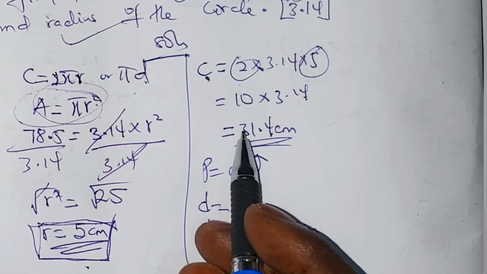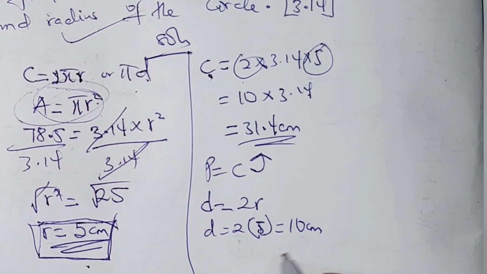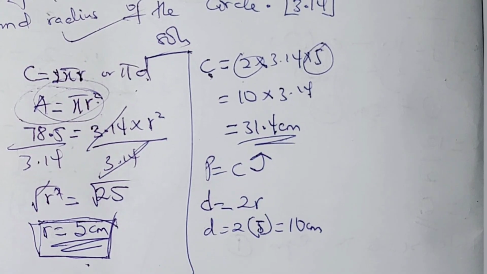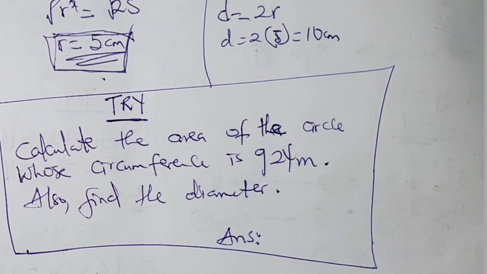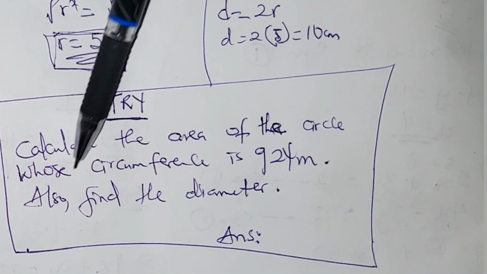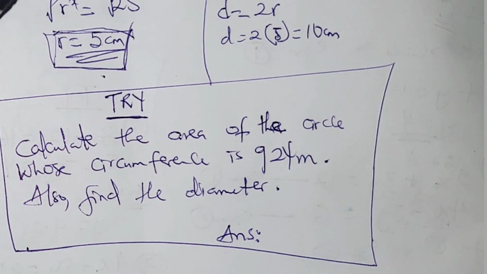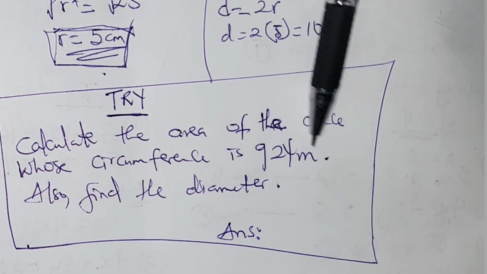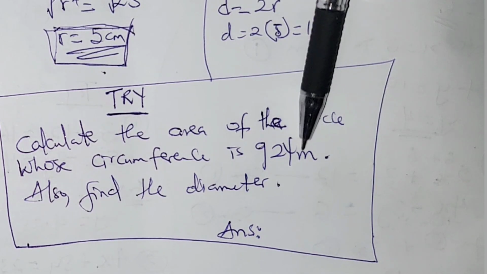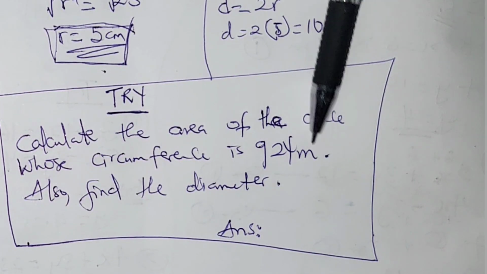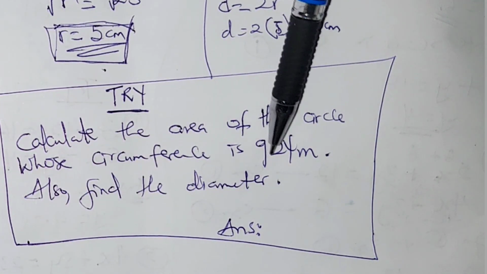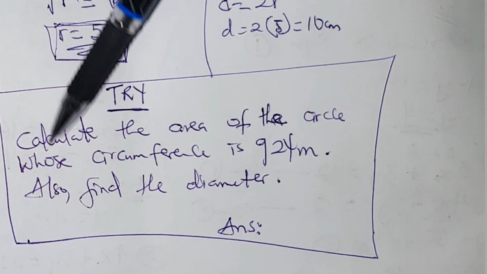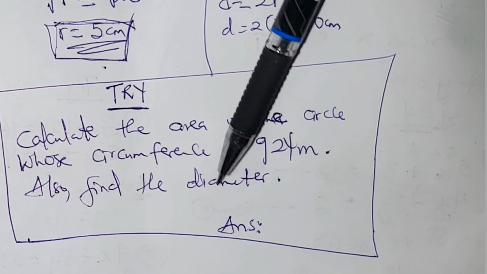All right, so thank you for watching. Maybe I'll give you one question, and then you solve it. This is your try work. You have to calculate the area of the circle whose circumference is 924 meters. Now, the unit is not centimeters, so if you leave your answer in centimeters, you are wrong. We are asked to leave our answer in meters. And you are also going to find the diameter.